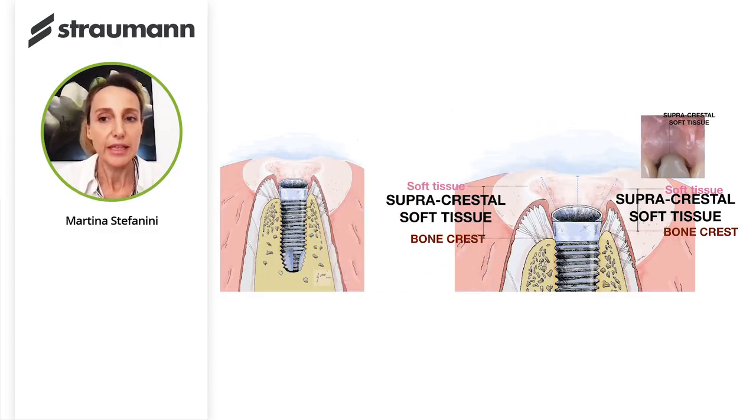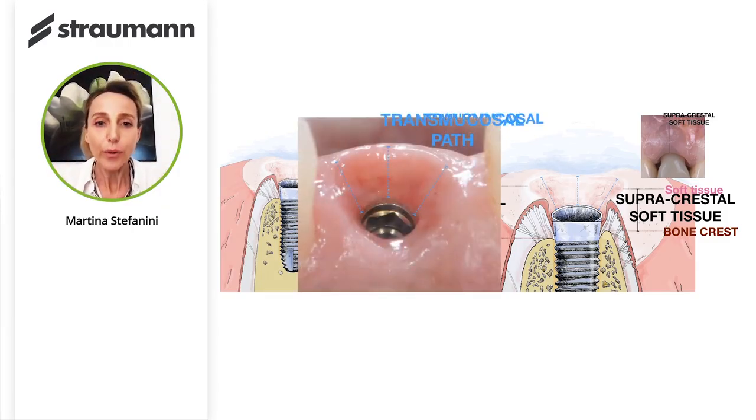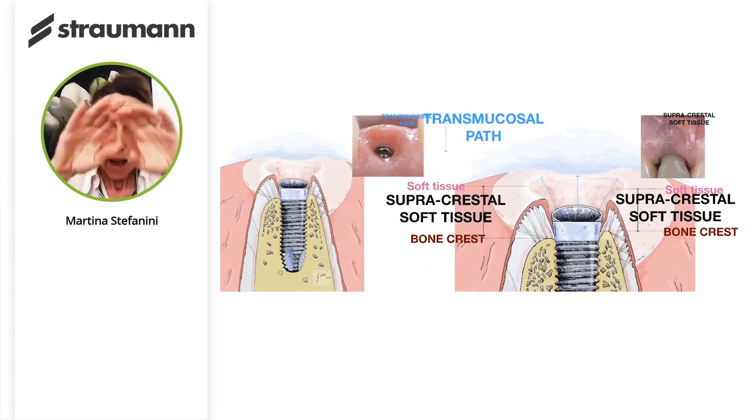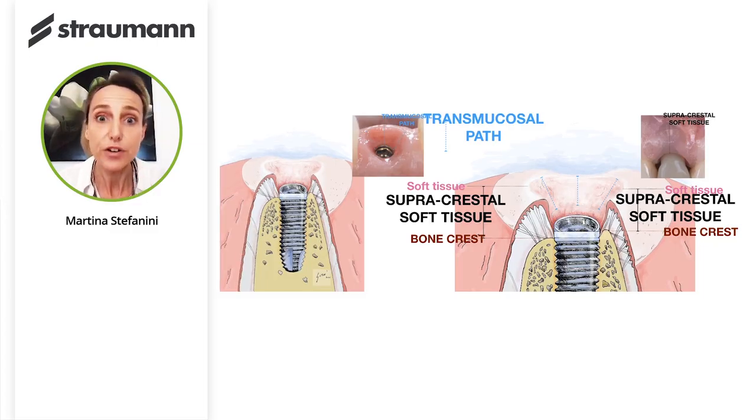And when we speak about the transmucosal path, we are speaking only about the inner aspect of the tissues, which can be defined from the head of the implant to the mucosal margin. This difference between transmucosal path and supracrestal soft tissue is really an important concept.